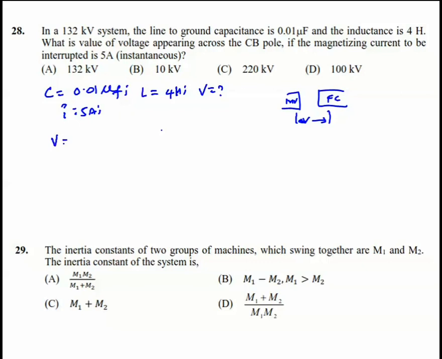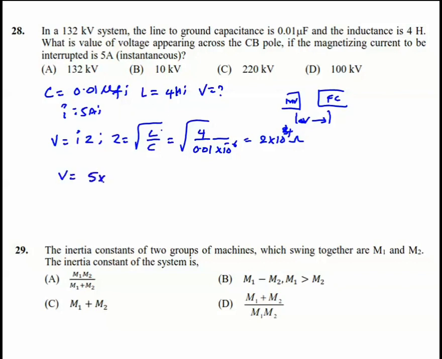So the general formula is V is equal to I into Z. So Z is nothing but square root of L by C. This is equal to square root of 4 divided by 0.01 into 10 power minus 6, which will give 2 into 10 power 3, so 10 power 4 ohms here, right? Now V is equal to I into Z, which is 5 into 2 into 10 power 4 volts here. So this can be written as 100 kilovolts. So the option is D here.